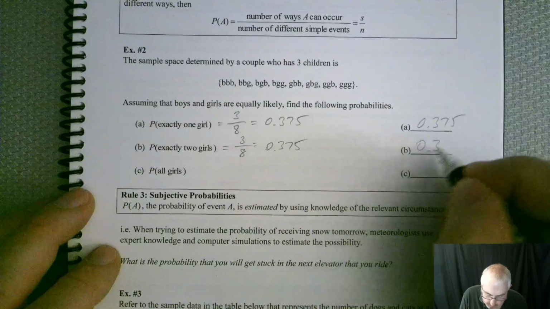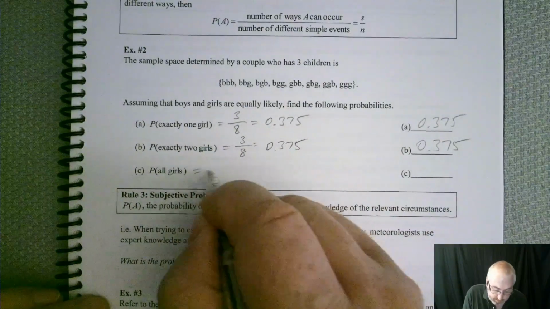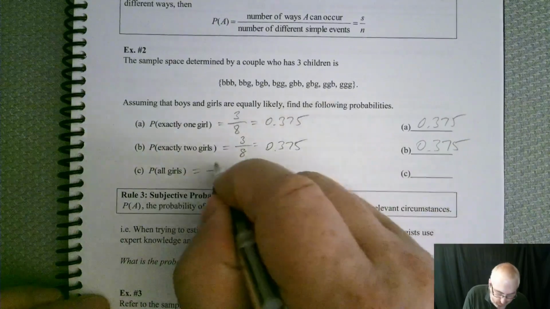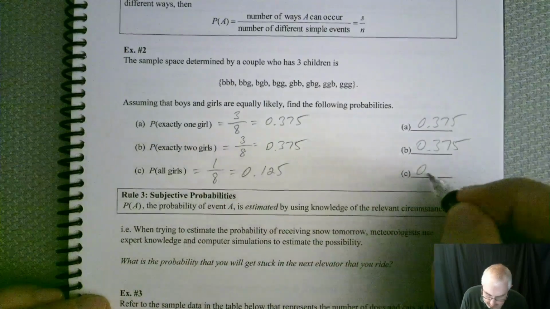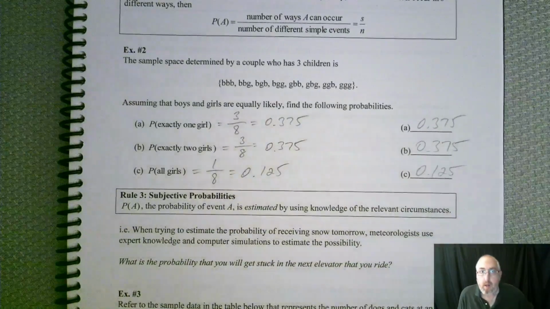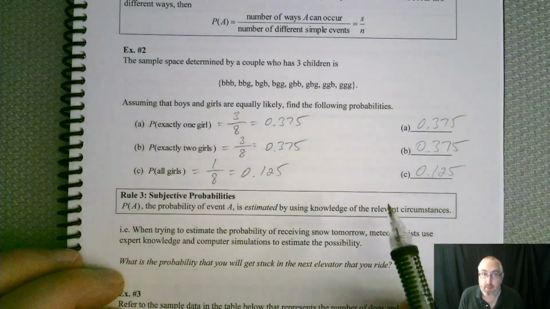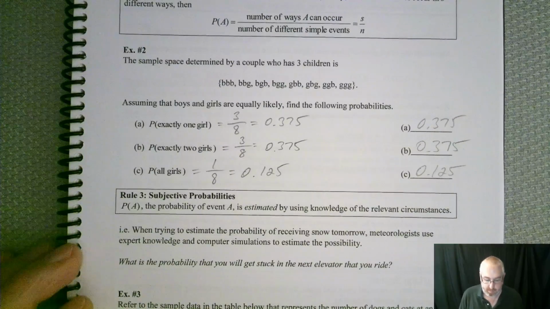So 0.375. And what about all girls? There's only 1 of those, right? So 1 out of 8, or 0.125. So out of these 2, obviously we like the classical approach better because, again, you have the entire sample space, so there's no guesswork in there. You're not approximating anything. It's the true probability for those different outcomes.